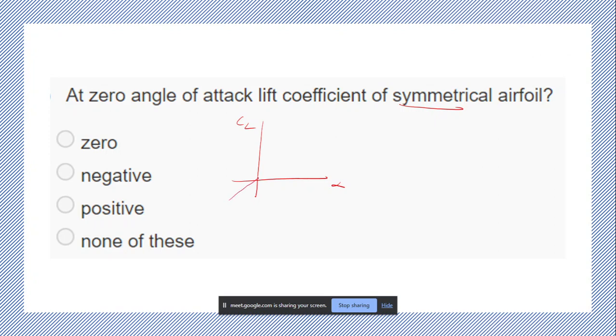So your line will be something like this. For a cambered airfoil, it will just be shifted backwards, so you have a positive CL naught. In case of a symmetric airfoil, your CL will be just CL alpha into alpha. In case of a cambered airfoil, your CL will be CL naught plus CL alpha into alpha. So at zero angle of attack, the lift coefficient of a symmetrical airfoil is 0.